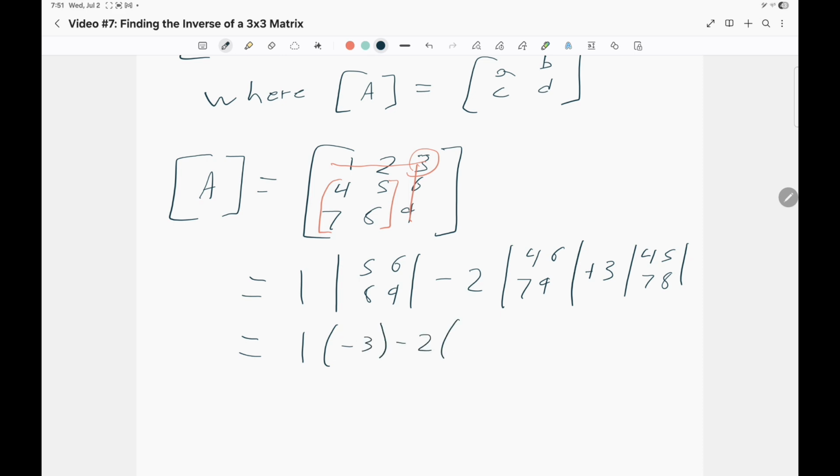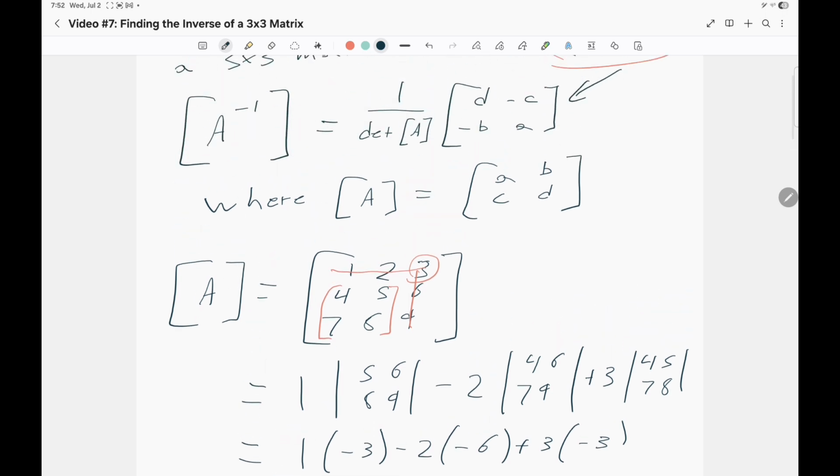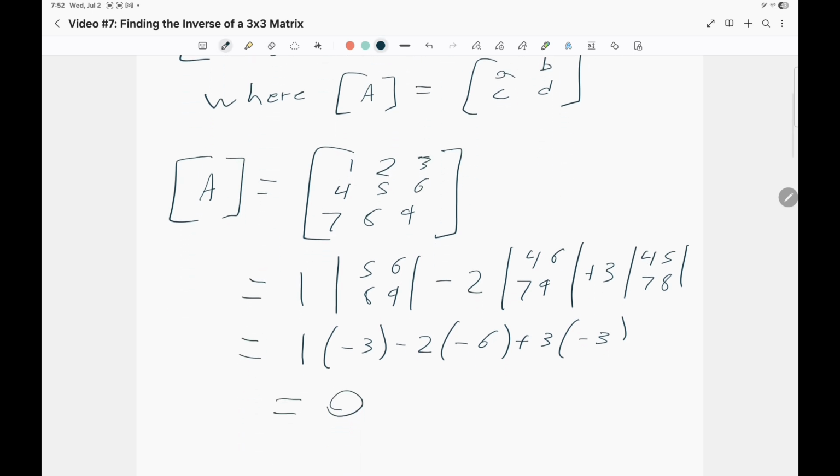Minus 2 times, what's 4 times 9, 36, minus 42, -6. Plus 3 times 4 times 8, 32, minus 35, -3. So we're going to get -3 plus 12 minus 9. Ooh, that turns out to be 0. Okay, so with our original matrix that we started out with here, there would be no inverse matrix because our determinant was equal to 0.